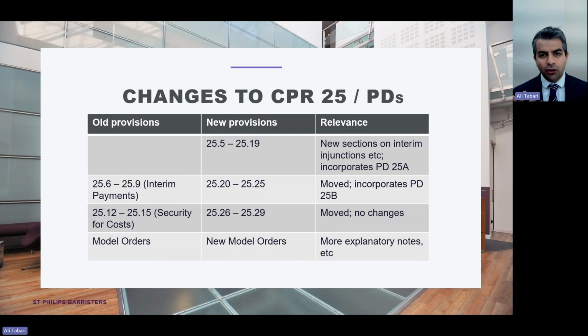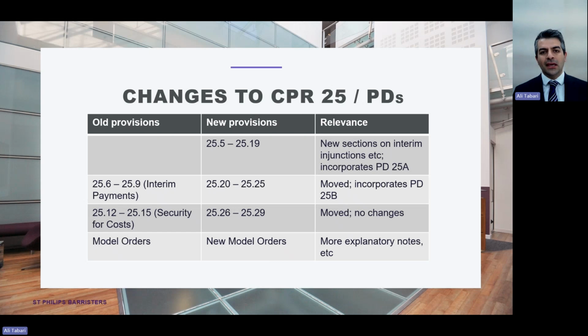So just a really quick overview of where the old rules are in the new rules. You can see there that under 25.6 to 25.9 in its current form, interim payments are all there in the same form. They've just been moved and they incorporate practice direction B. Everything in terms of security for costs is exactly the same in terms of its content. It's just that it's moved again to 25.26 to 25.29.